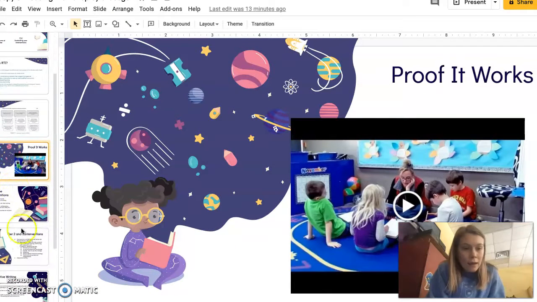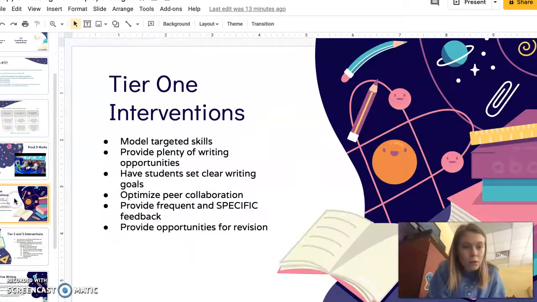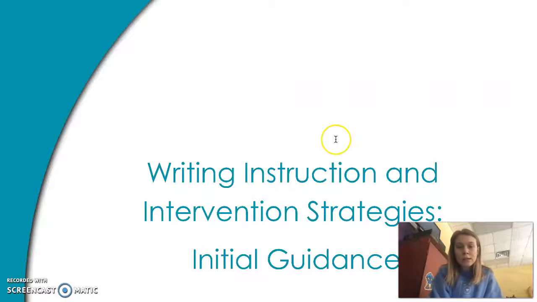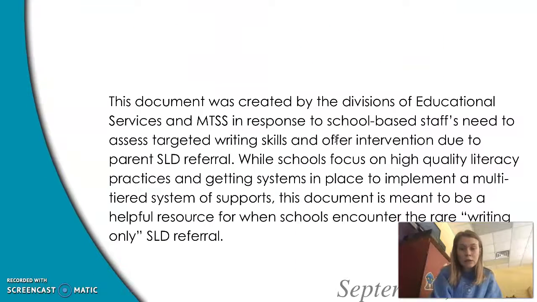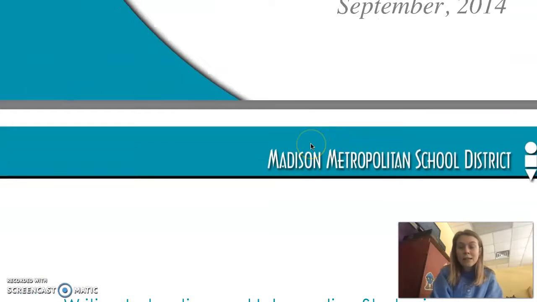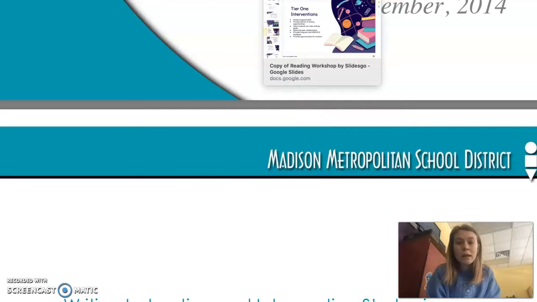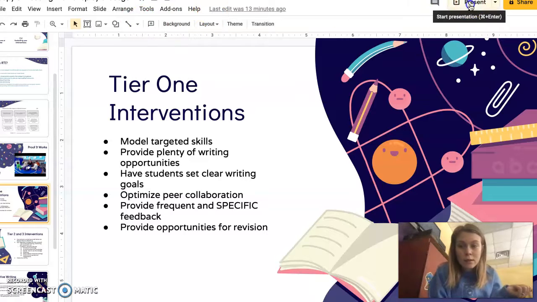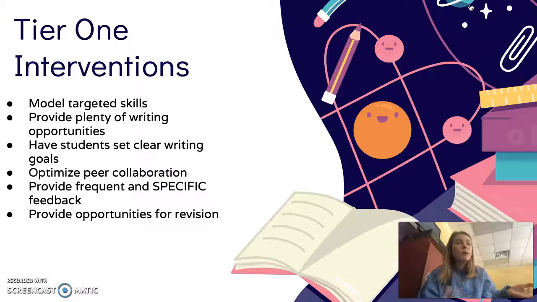Okay, for my next source, I actually found a model for the response to intervention system in writing that is used by the Madison Metropolitan School District. And I just wanted to go over some of the intervention strategies that they use for each tier, because I thought that they were really good, and they were things that we could implement in our classes even if we're not doing the response to intervention system.